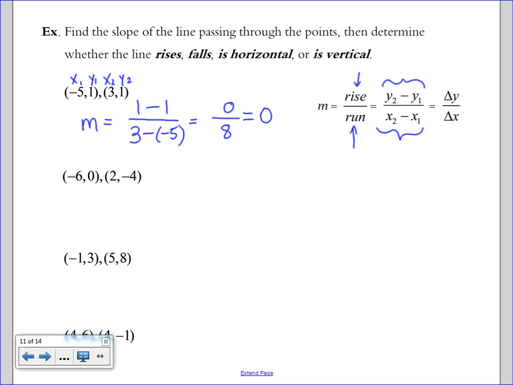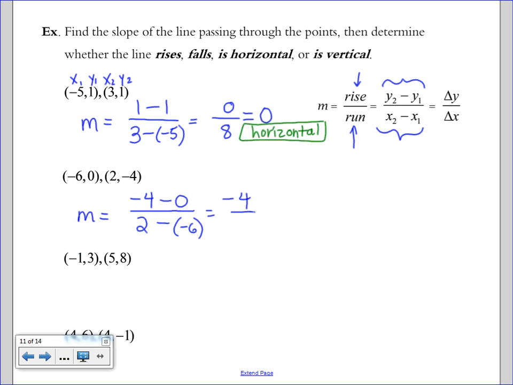So it asks us to determine if the line rises, falls, is horizontal, or is vertical. So if you go back a few slides, you'll see the notes that say positive is rising, negative is falling, a 0 slope is horizontal, and undefined is the vertical. So we have a horizontal line between these 2 points. Calculate the slope of the next 2. We're going to do the second y value minus the first over the second x value minus the first.